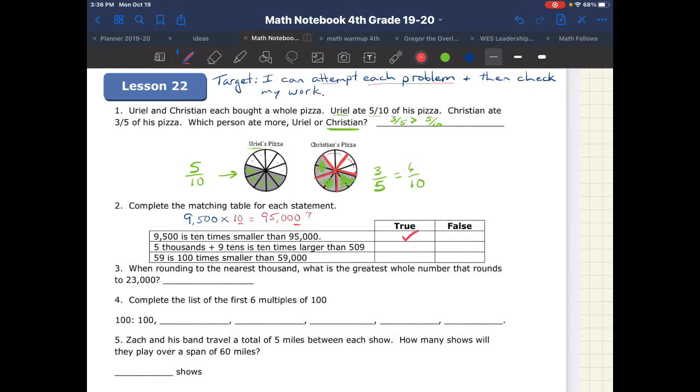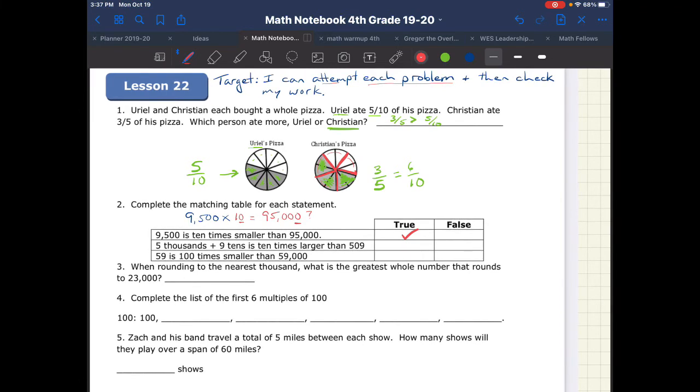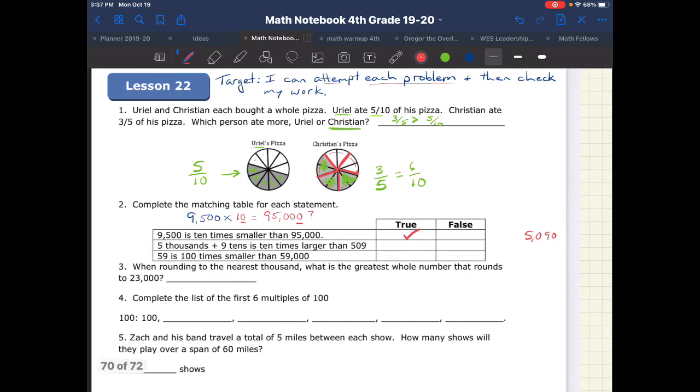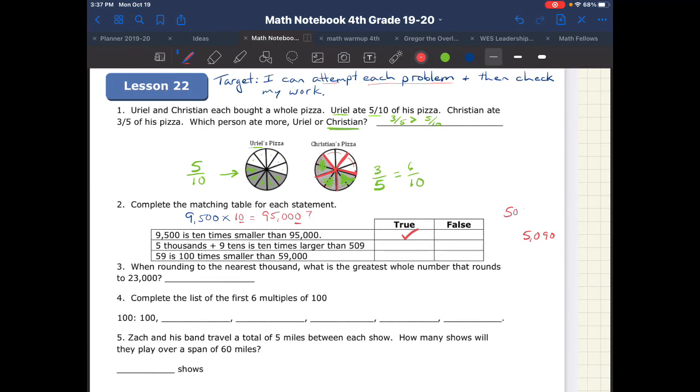5 thousands plus 9 tens is 10 times larger than 509. Okay, 5,000 plus 9 tens would be 5,090. And is that 10 times more than 509? So if we did 509 times 10, remember if we times by 10, we would just place an extra zero. It looks like these are the same thing. So I'm going to say this one is also true.